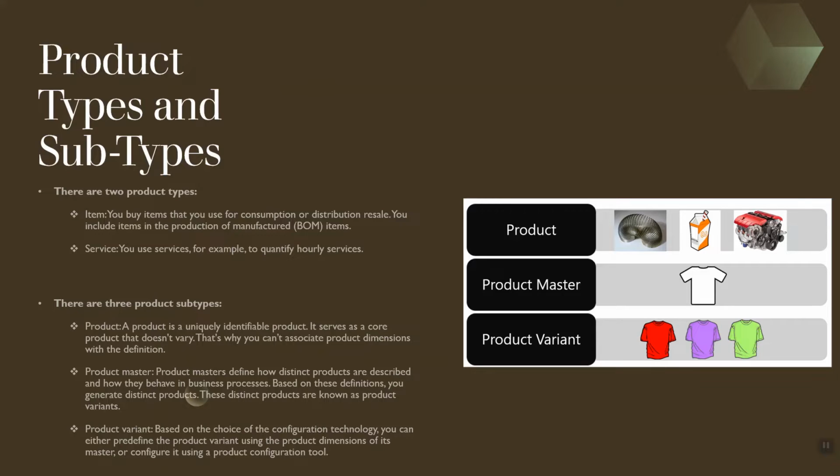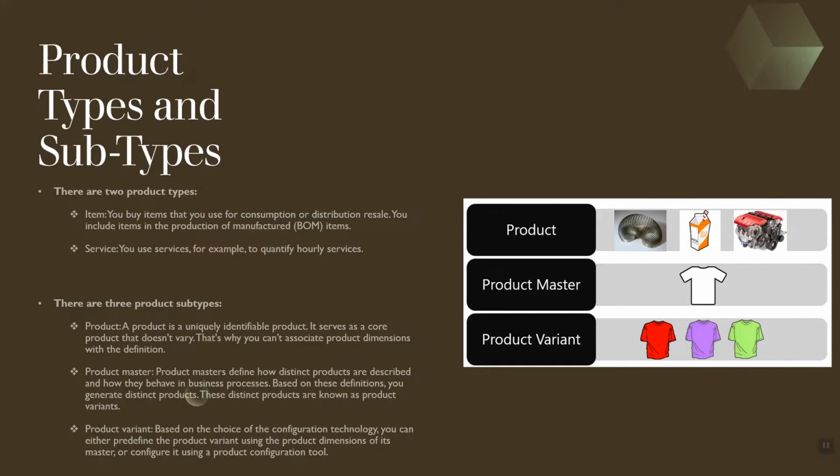There are three product subtypes: products, product masters, and product variants. A product is usually an identifiable product. It serves as a core product that doesn't vary. That's why you cannot associate product dimensions with the product definition. Product masters define how distinct products are described and how they behave in business processes. Based on these definitions, you generate distinct products. These distinct products are known as product variants.